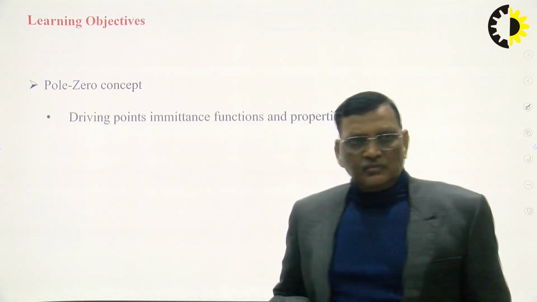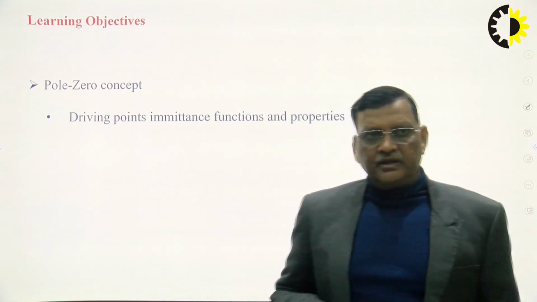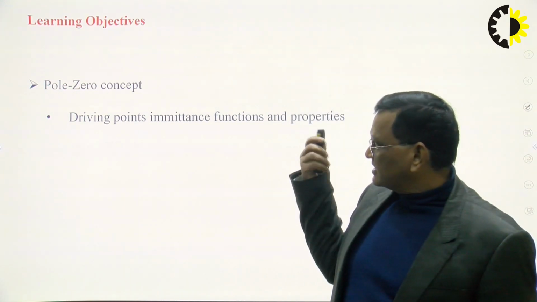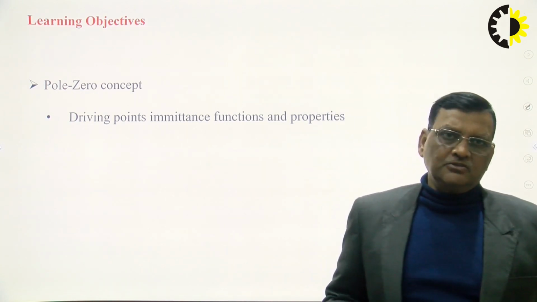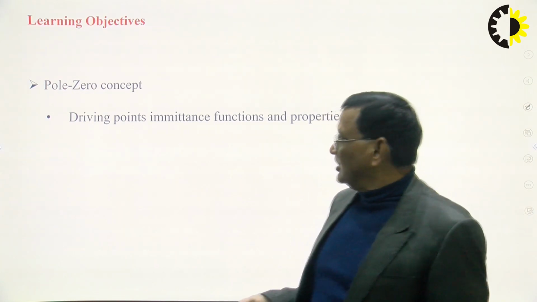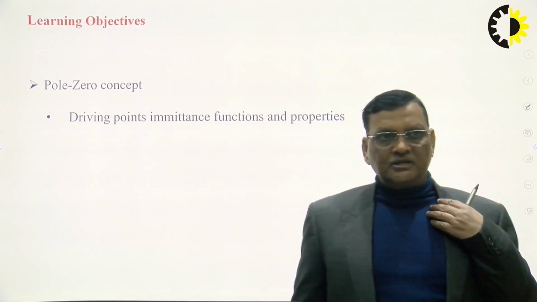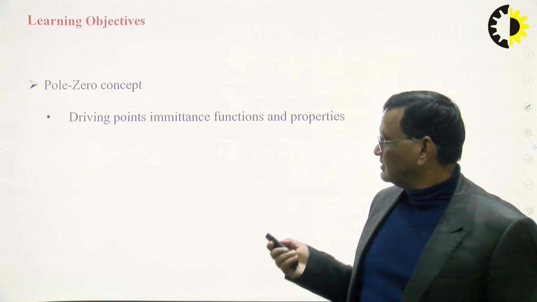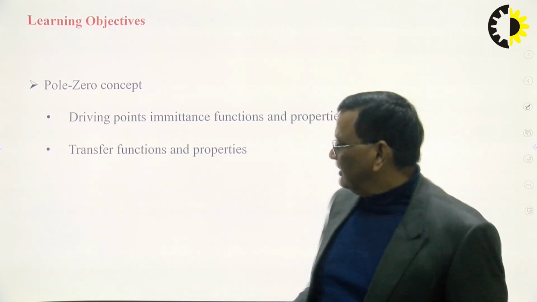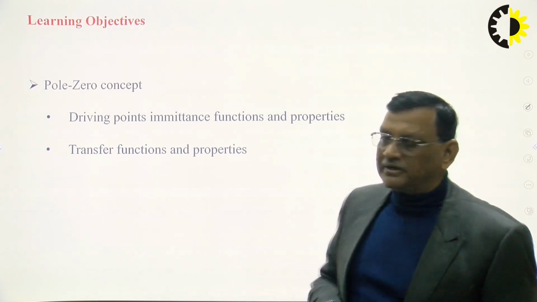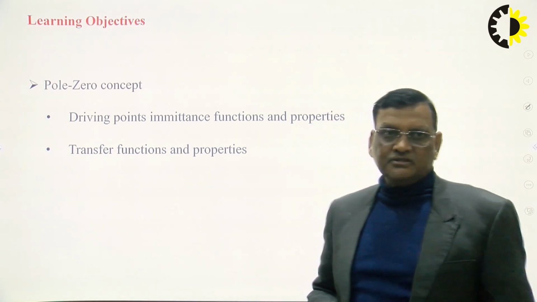Then once we define the pole and zero, we can understand where we get these poles and zeros. So basically poles and zeros are present in network functions. Network functions are basically of two types: driving point immitance function and transfer function. So under this heading we will discuss what a driving point immitance function is and what its properties are.